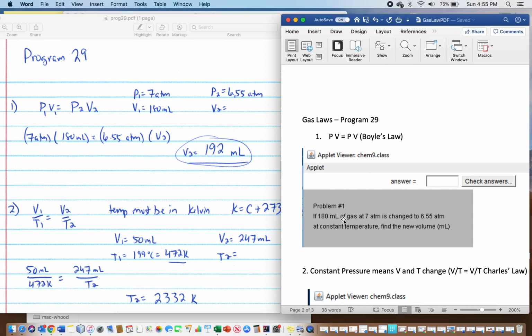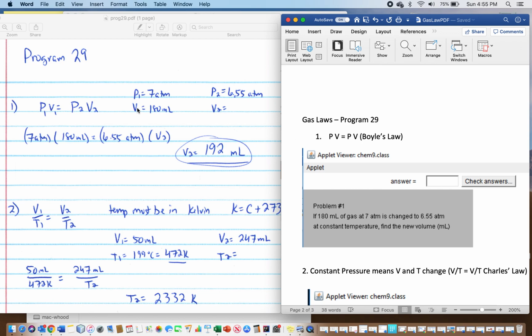So first of all, when you read the problem, it says if 180 milliliters of gas at 7 atmospheres is changed to 6.5 atmospheres at constant temperature. So there's no T, so it's just PV equals PV. And you have probably learned that Boyle's law is an inverse relationship. If the pressure goes up, the volume has to go down to keep it constant.